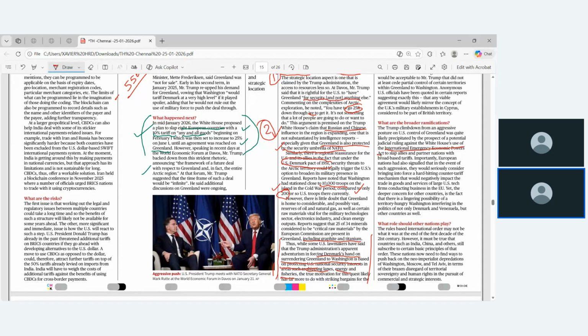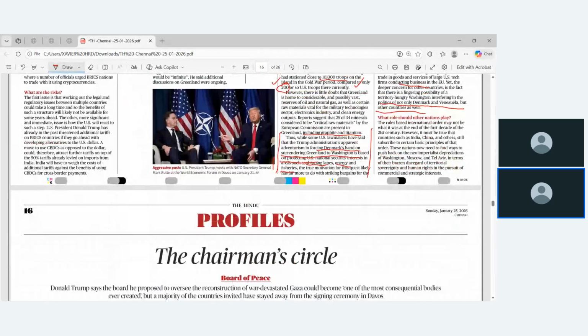This act slaps allies and partner nations with broad-based tariffs, because this is what he is doing with other countries by imposing more tariffs. Especially European nations signaled that in the event of such aggression, they would seriously consider bringing into force a hard-hitting counter-tariff mechanism that would highly negatively impact the trade in goods and services of large US tech firms conducting business in the European Union. And yet the deeper concern for other countries is the lingering possibility of Washington interfering in the politics of not only Denmark, but other countries.